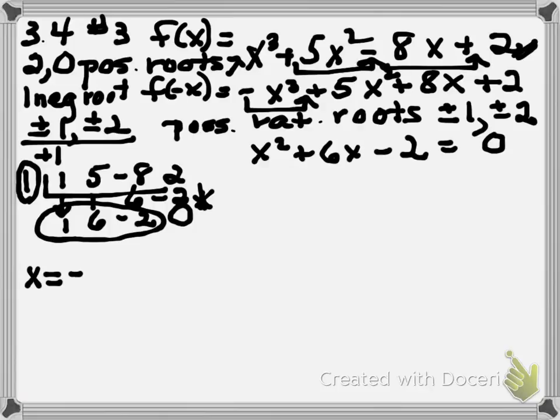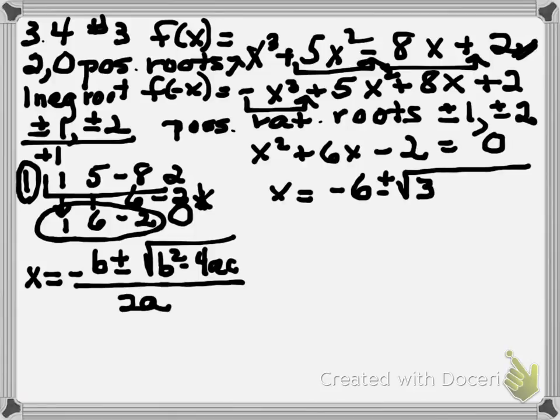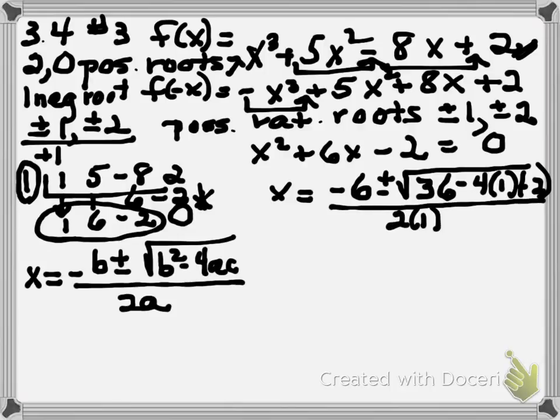x is equal to -b plus or minus the square root of b squared minus 4 times a times c, all over 2a. A being 1, b is 6, c is -2. So I have x is equal to -b, which is -6, plus or minus the square root of b squared, 6 squared being 36, minus 4 times a, which is 1, times c, which is -2, all over 2a, or 2 times 1.